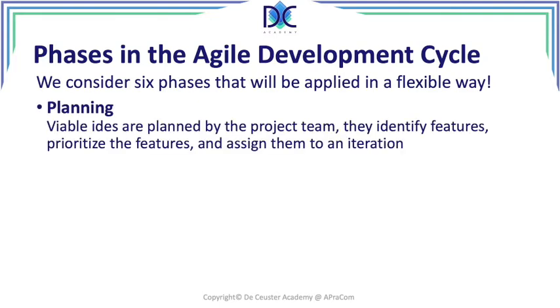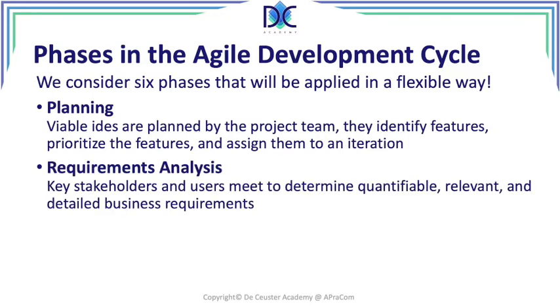The first one is planning. Viable ideas are planned by the project team. They identify the features, prioritize the features, and assign them to an iteration. Now, the prioritization is very important because these can change, but also the features that we need can be changed during the process.